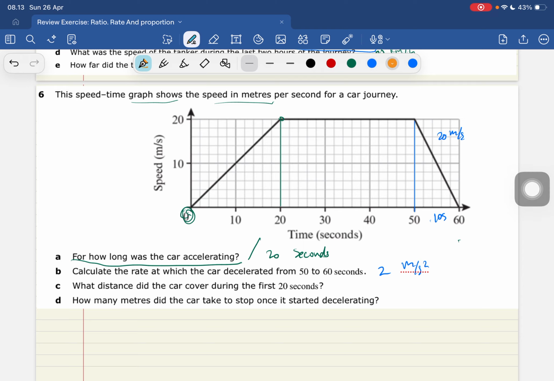We need to find out the distance the car covered during the first 20 seconds. So we need to find the area of this triangle. So we got 20 seconds as the time, and here the speed is 20 meters per second. So to find the area it is a half of 20 seconds multiplied by 20 meters per second. So we got 200 meters. So here is 200 meters.